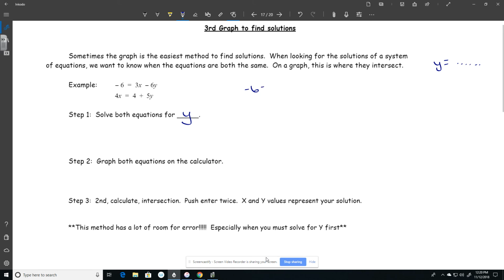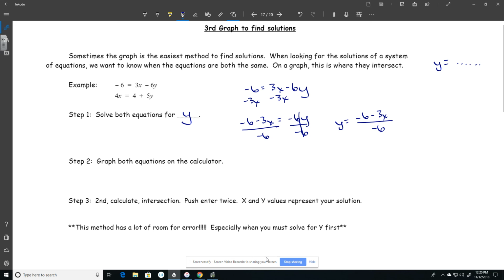So negative 6 equals 3x minus 6y. I'm trying to get y all by itself. So I'm going to subtract 3x from both sides. So negative 6 minus 3x equals negative 6y. Now I'm going to divide by negative 6 on both sides. So y is equal to negative 6 minus 3x divided by negative 6, which simplifies.